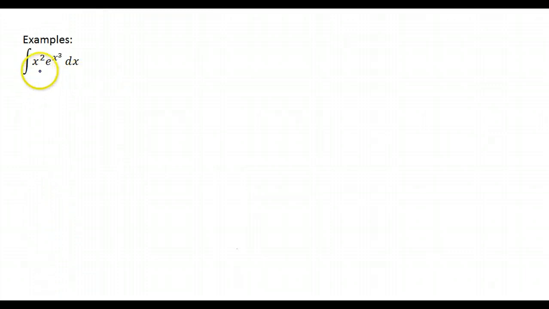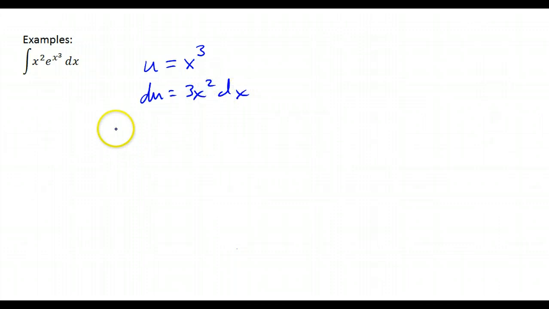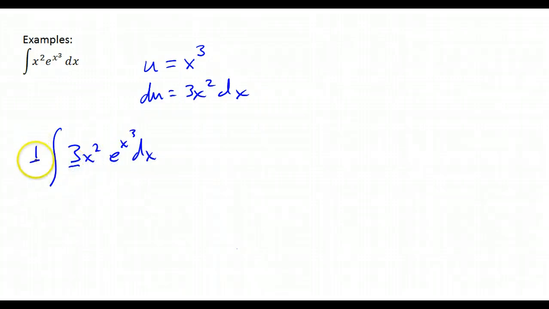Alright, how about the integral of x squared e to the x cubed dx? Well, we're going to do a u du substitution. We're going to let u equal the exponent, which means du is 3x squared dx. And I have a 1x squared dx. I need a 3, so I'm going to do the integral of 3x squared e to the x cubed dx. Since I multiplied inside by 3, I'm going to divide outside by 3.